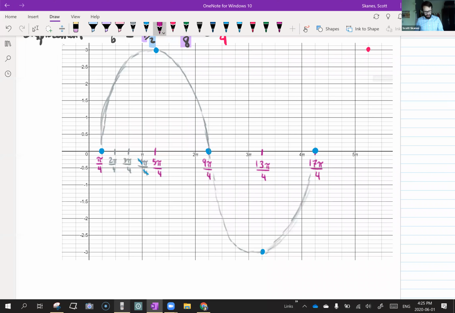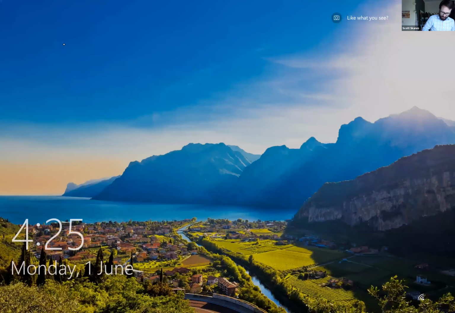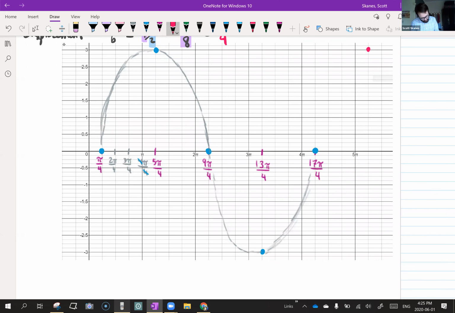So some students actually like to just keep going and finish off the curve. Because really, sine and cosine go on forever anyways. But it's up to you. You only need to make the 5 points. That's what the question's asking.